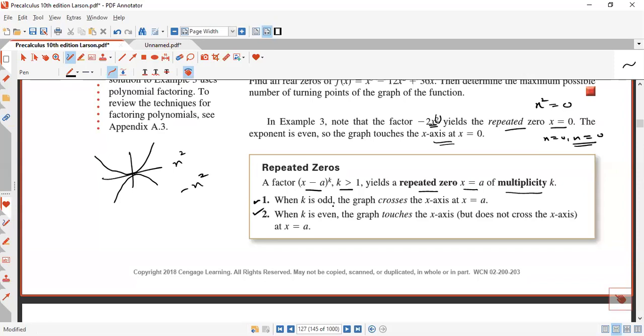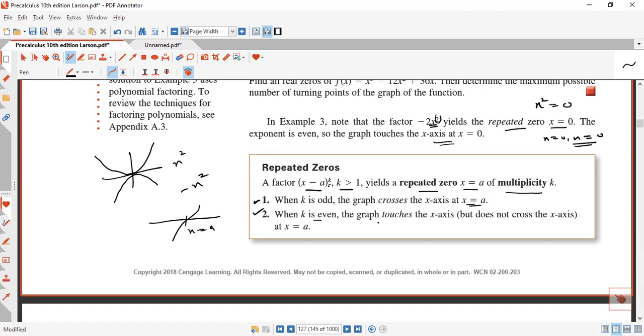If k is odd, means the power is odd, 1, 3, 5, just like 7. For odd, as you know, the graph goes to positive or negative infinity, so that's why it crosses at x equal to a. This is a counter example: this is not crossing, this is just touching. But if k is odd, then the graph passes through x equal to a. So this point is telling, if k is odd, the graph crosses at x equal to a.